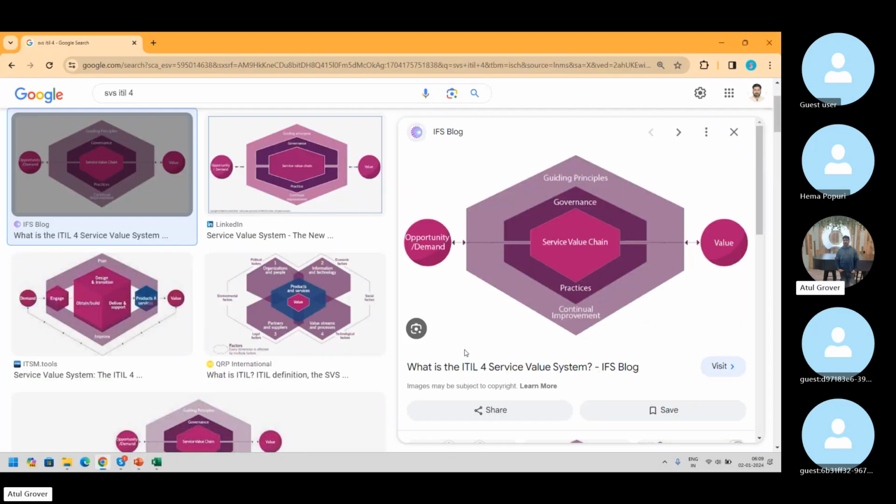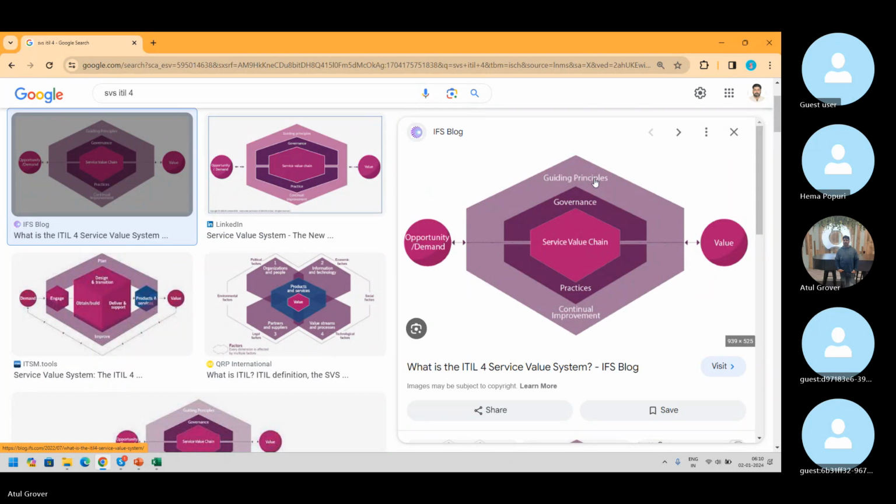And to make sure that these things work together, we have a few components. We have a few, what I can say, pillars to follow. The intention is from demand to value. That is clear. To make sure that these components work together, first we need a guiding principle.